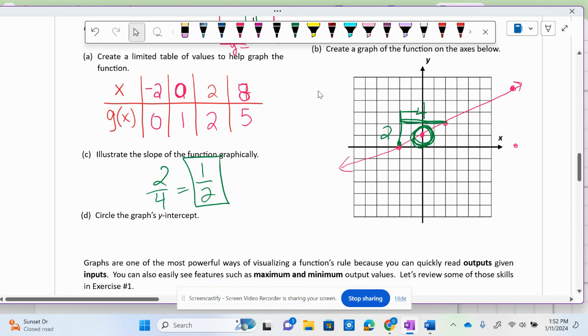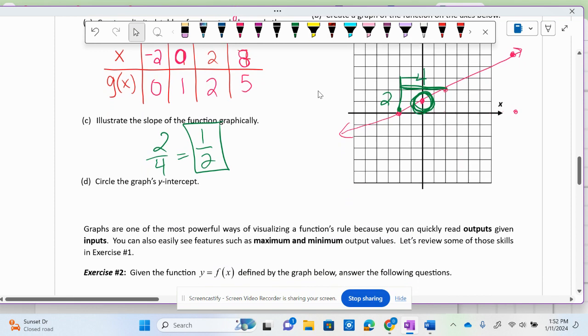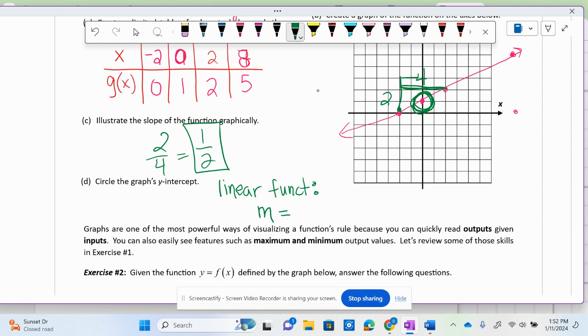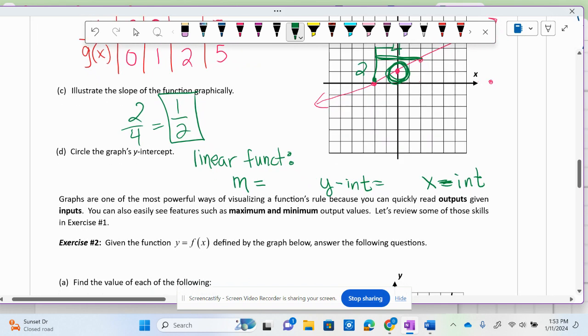This is key features. This review is key features of graphs. So let's just talk about it. If I have a linear function, that's what that straight line is, right? If I have a linear function, I should be able to identify my slope. I should be able to identify my y-intercept. That's a key feature. And I should also be able to identify my x-intercept. Okay? So when it says key features for a linear function, that's what it's looking for.